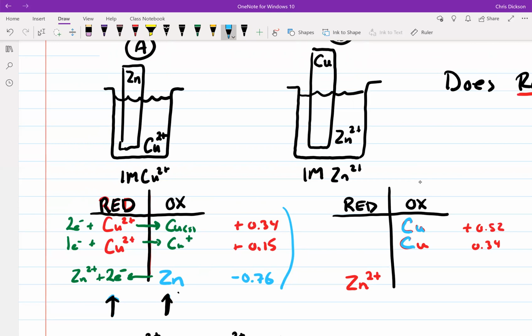Maybe I'll use a different color for oxidation. My daughter said I should use red for reduction. So, okay, so there we go.